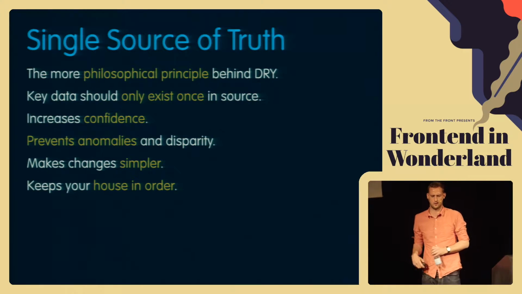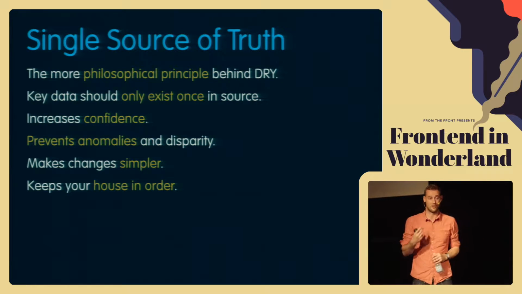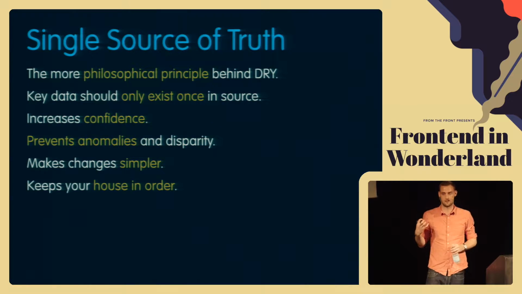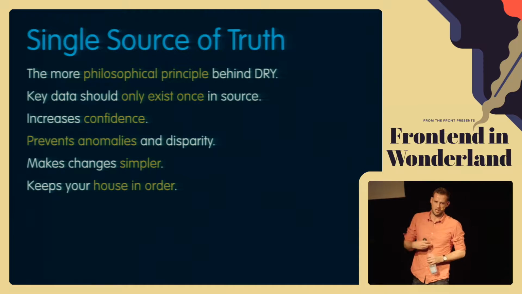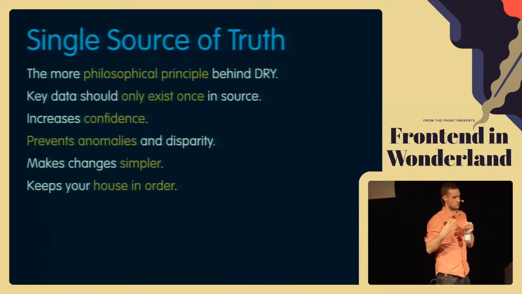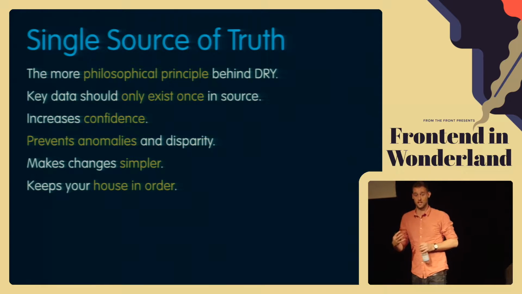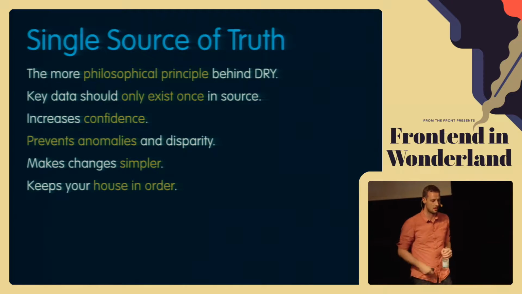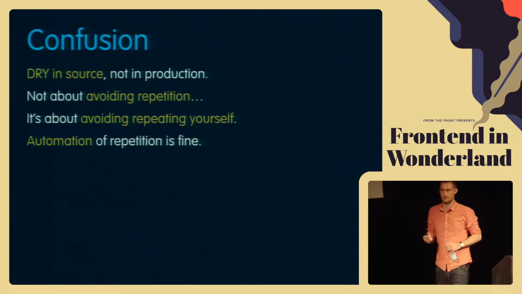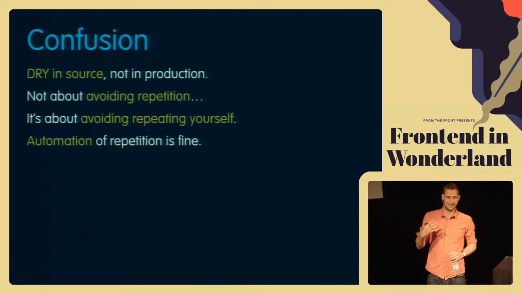So it's much more philosophical. It's aiming to store everything that's important only once. It's not about repetition. It's about the integrity of data. Achieving a single source of truth increases confidence. It means you can make changes much more safely. You know that the change happening in one place will propagate to the correct other places, and it just keeps everything neat and tidy. The confusion around DRY, then, is that we should be aiming for DRY in source.